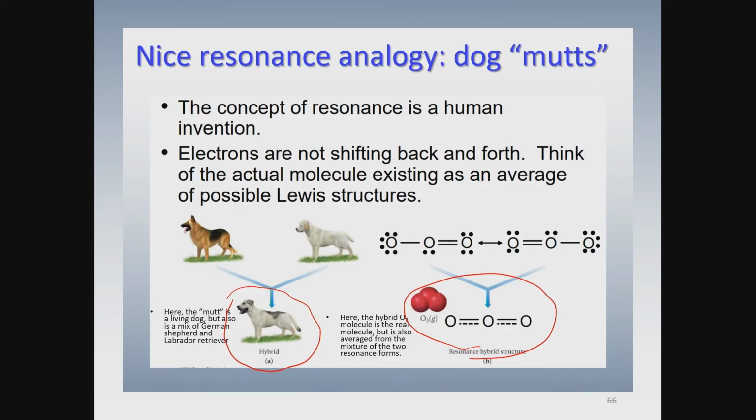Now, how did we create that structure of ozone? What we did in our minds is we merged, if you will, two breeds or two correct resonance structures, the one on the left and the one on the right.